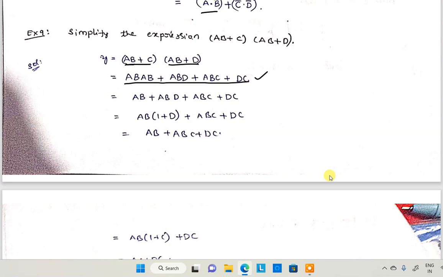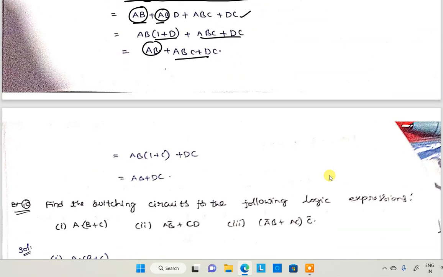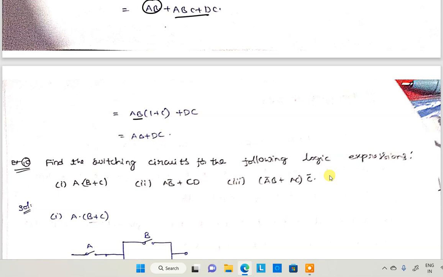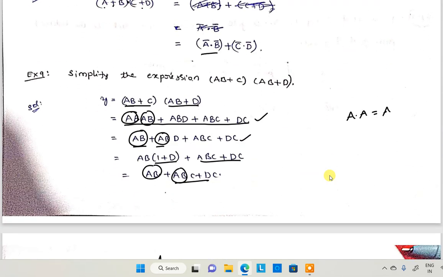After multiplication, A into A is equal to A, and AB into AB is equal to AB only. Next, ABD remains as it is. Next, AB is taken as common, so 1 plus D is equal to 1 only, and AB remains as it is. Next, AB is taken as common, so 1 plus C can be replaced by 1. So AB plus DC is the simplified equation for this particular one.